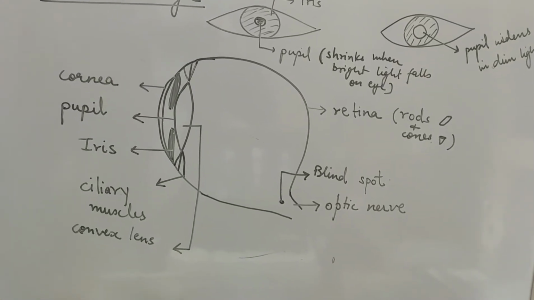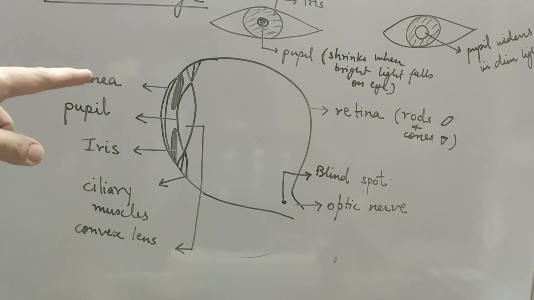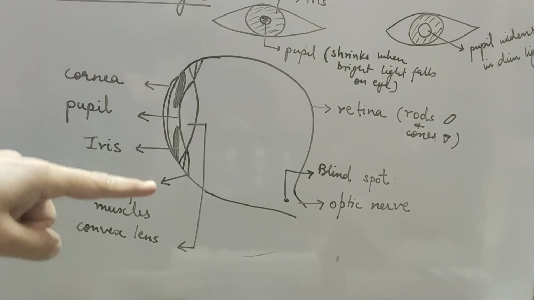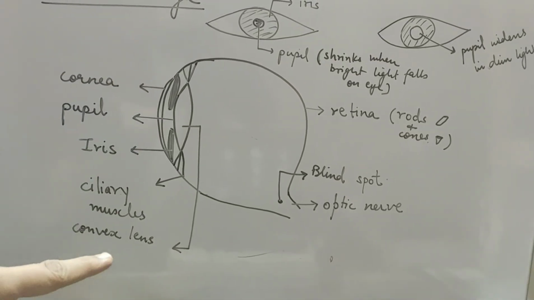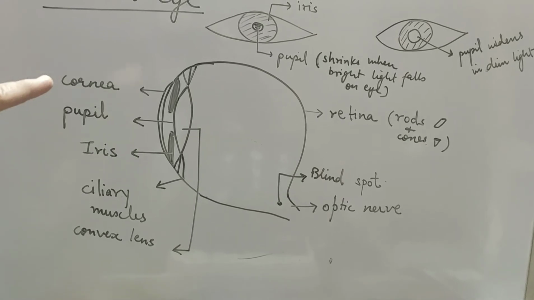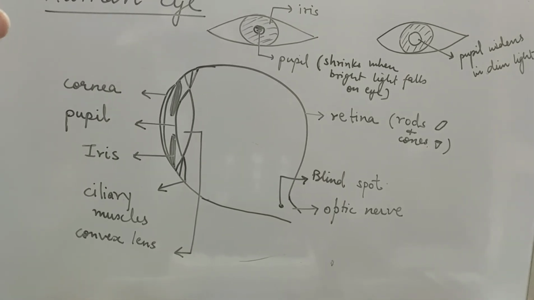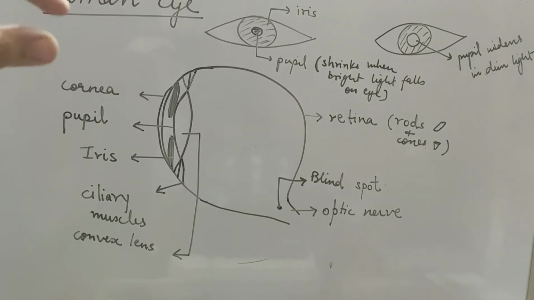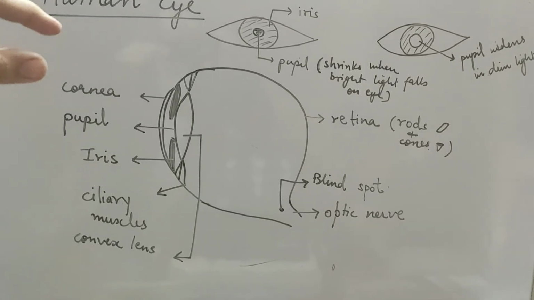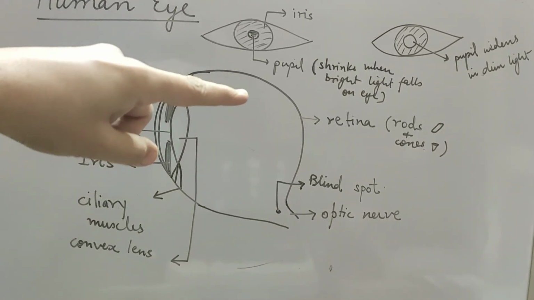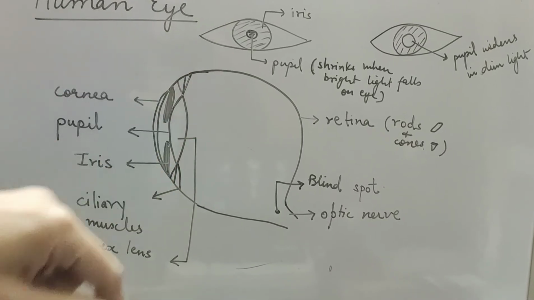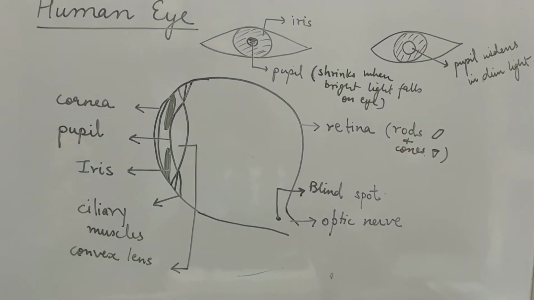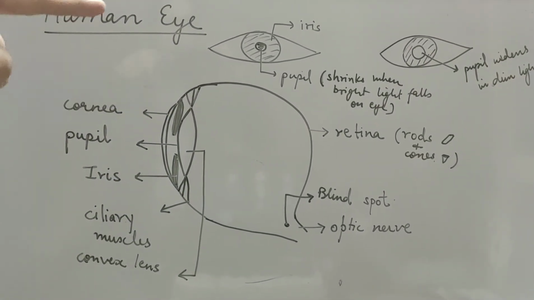Now next to the iris is placed a crystalline lens, or a convex lens, which is made up of proteinous jelly-like material. It's a convex lens, so whatever light is falling inside the eye on this lens is going to form an image, and that image will be formed on the retina, which is a photosensitive film inside the eye.